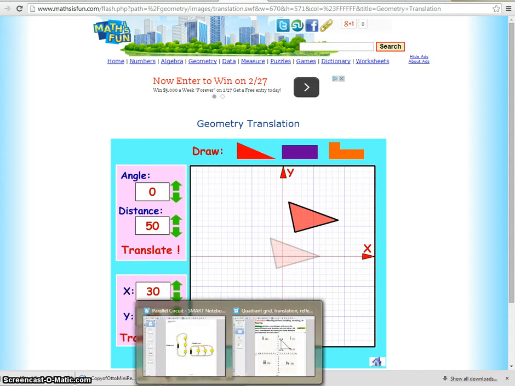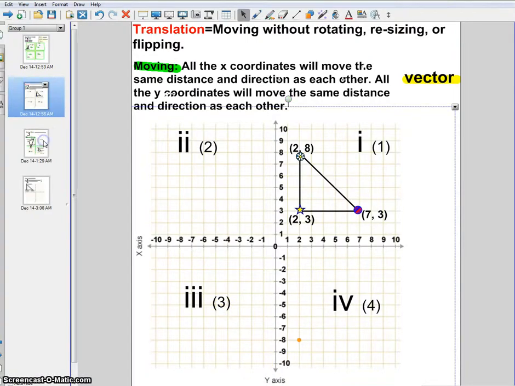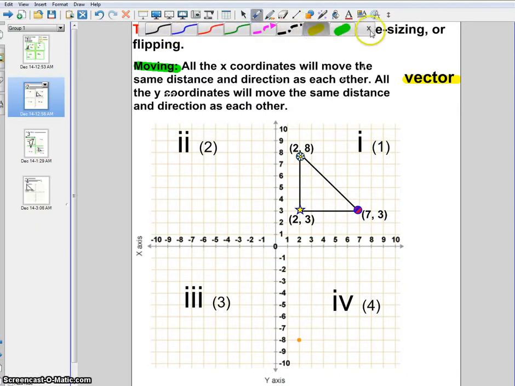And that's where I'd like to begin this lesson, with studying translations. A translation is a movement of a figure on a quadrant grid. The moving happens without rotating, resizing, or flipping. You see the word translation has the prefix trans in it. Trans means across. So how would I get this triangle to move across this, what we call a mirror line?